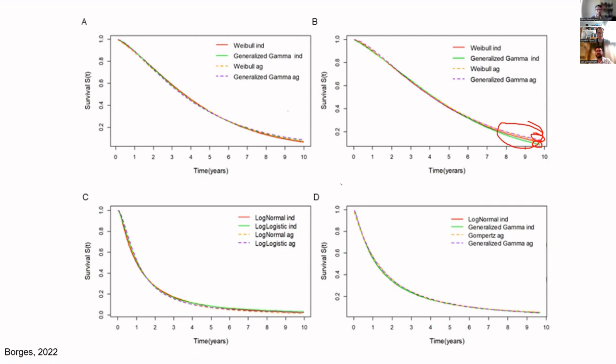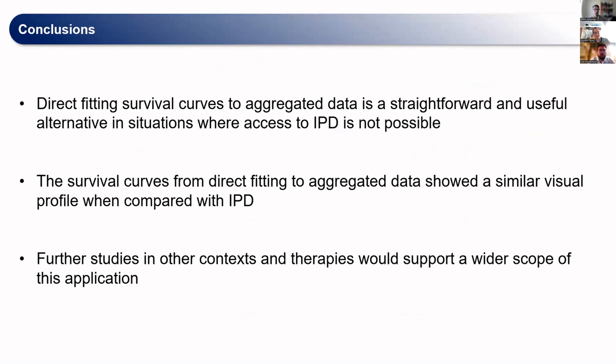I've got my conclusions. As concluding these preliminary results, we can conclude that directly fitting survival curves to aggregated data was a straightforward and useful alternative in situations where we don't have access to IPD. If we have access to IPD, I would never think of this method. We can use more robust methods to try to find the best survival curves. But as I have shown, there was not too much difference. We could find quite similar survival curves in some situations.